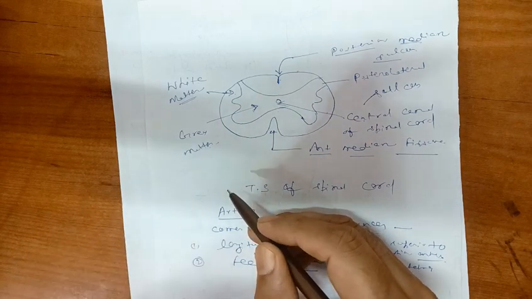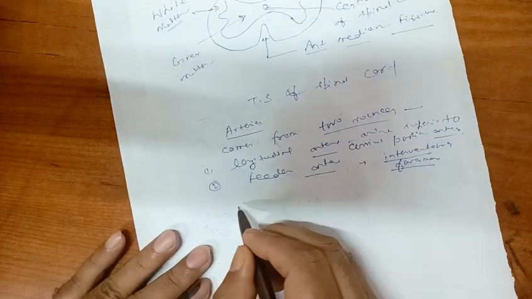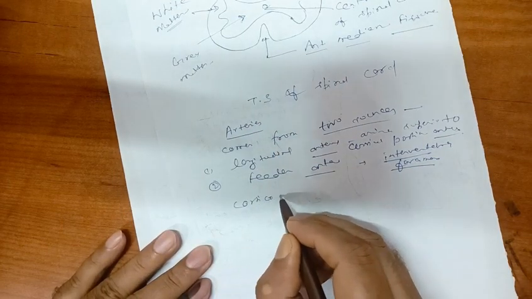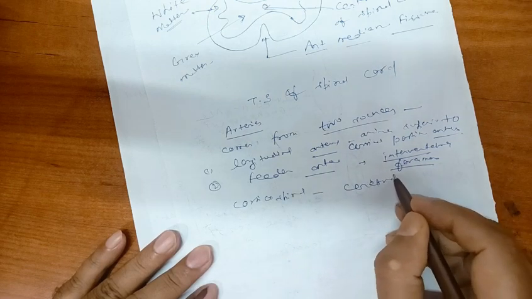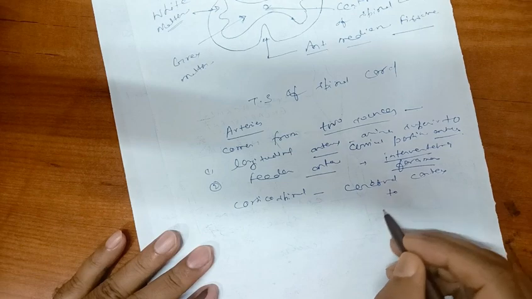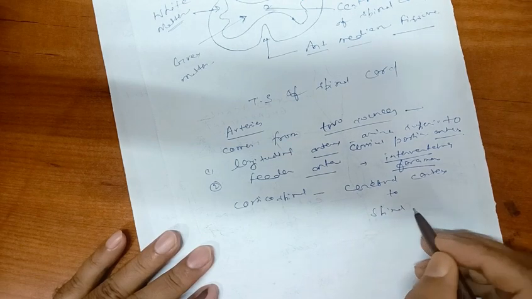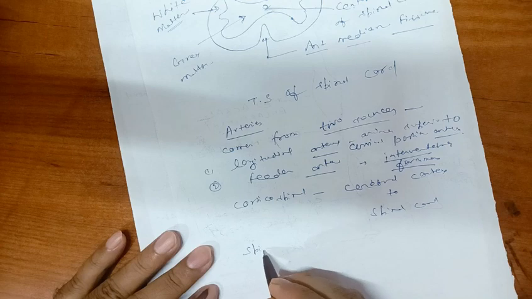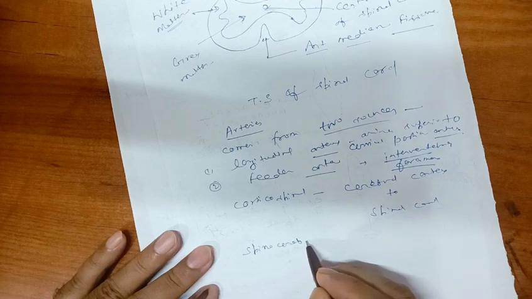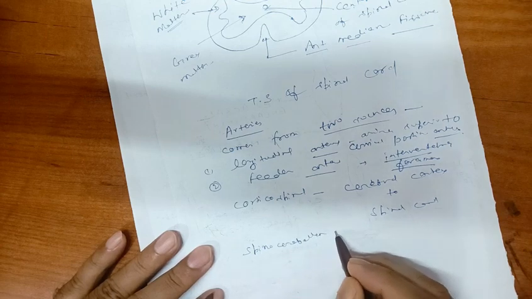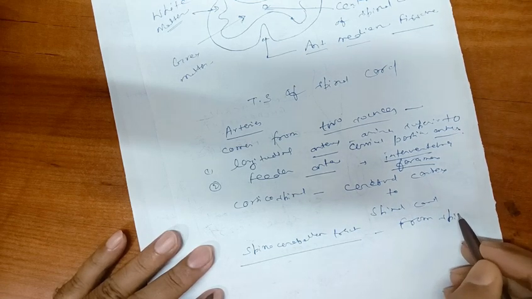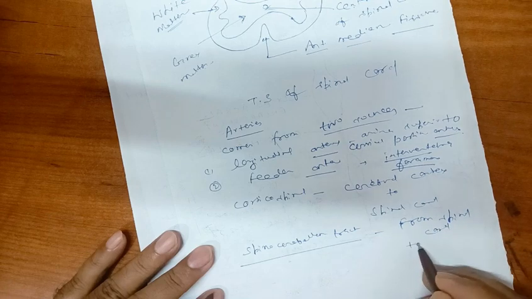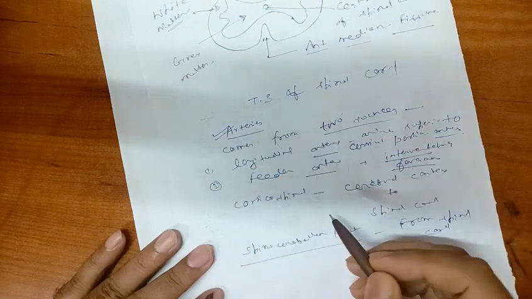Some are ascending tracts and some are descending tracts, just like the corticospinal tract, which runs from the cerebral cortex towards the spinal cord, or the spinocerebellar tract, which runs from the spinal cord to the cerebellum.